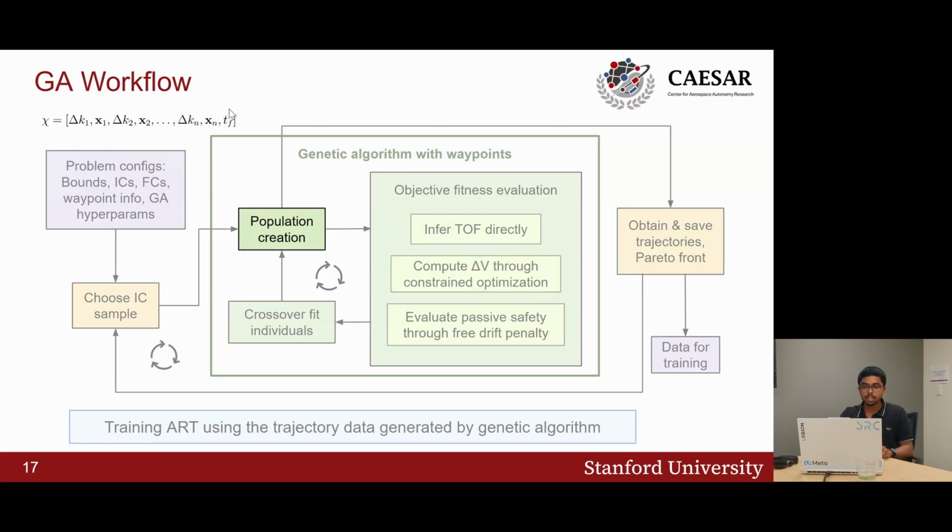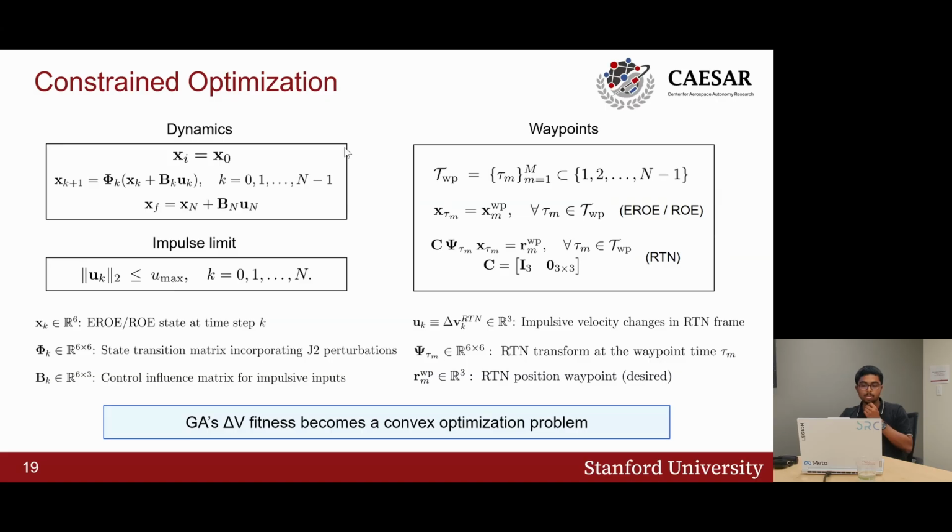As you can see, the TF is already there in the chromosome, so the time of flight can be inferred directly. And so let's discuss the next component, which is trying to identify the fuel cost based on this chromosome. So you end up with a constraint optimization, and I think this is one of the advantages of GA because it's kind of stripping away the non-convex part of the problem, and you end up with a convex optimization problem.